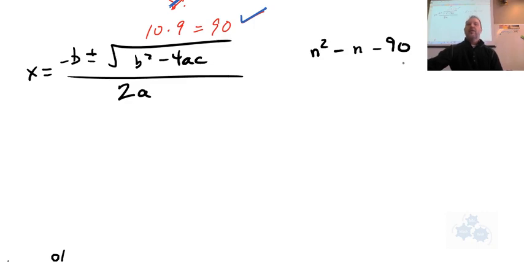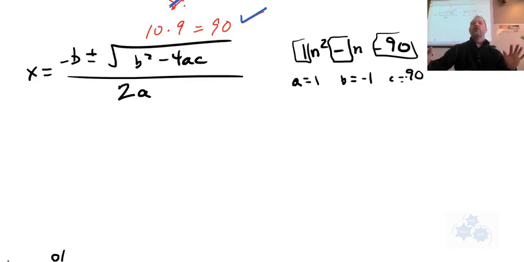Okay, so this was our quadratic equation, right? n squared minus n minus 90. So a is 1. That's this number right here. b is negative 1. That's this number right here. And c is negative 90. That's the constant. So if you plug those values into the quadratic formula, you will get the two solutions that we got, negative 9 and positive 10, which looks like this.